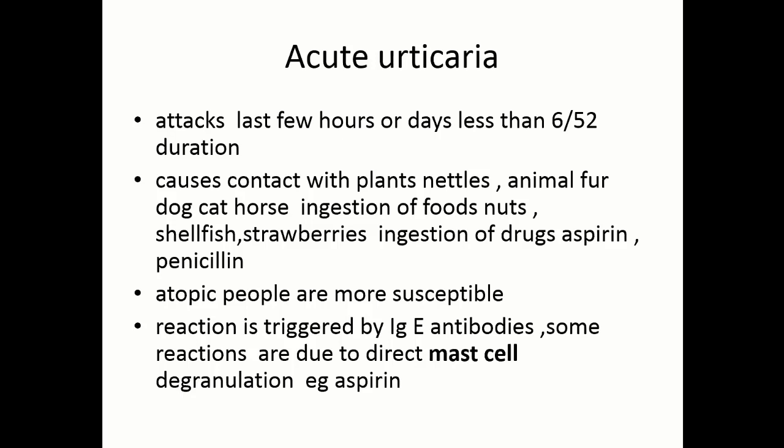So in acute urticaria, most of the time you have to find a cause, whether it's contact with food, drugs, or preceded by an infection. In atopic people, they are more susceptible. Why do you get acute urticaria? It's a reaction triggered by IgE antibodies, and some reactions are due to direct mast cell degranulation, especially in case of aspirin ingestion. There is a picture showing acute urticaria with wheals, which causes erythematous, swollen, discrete lesions that can occur anywhere on your body.